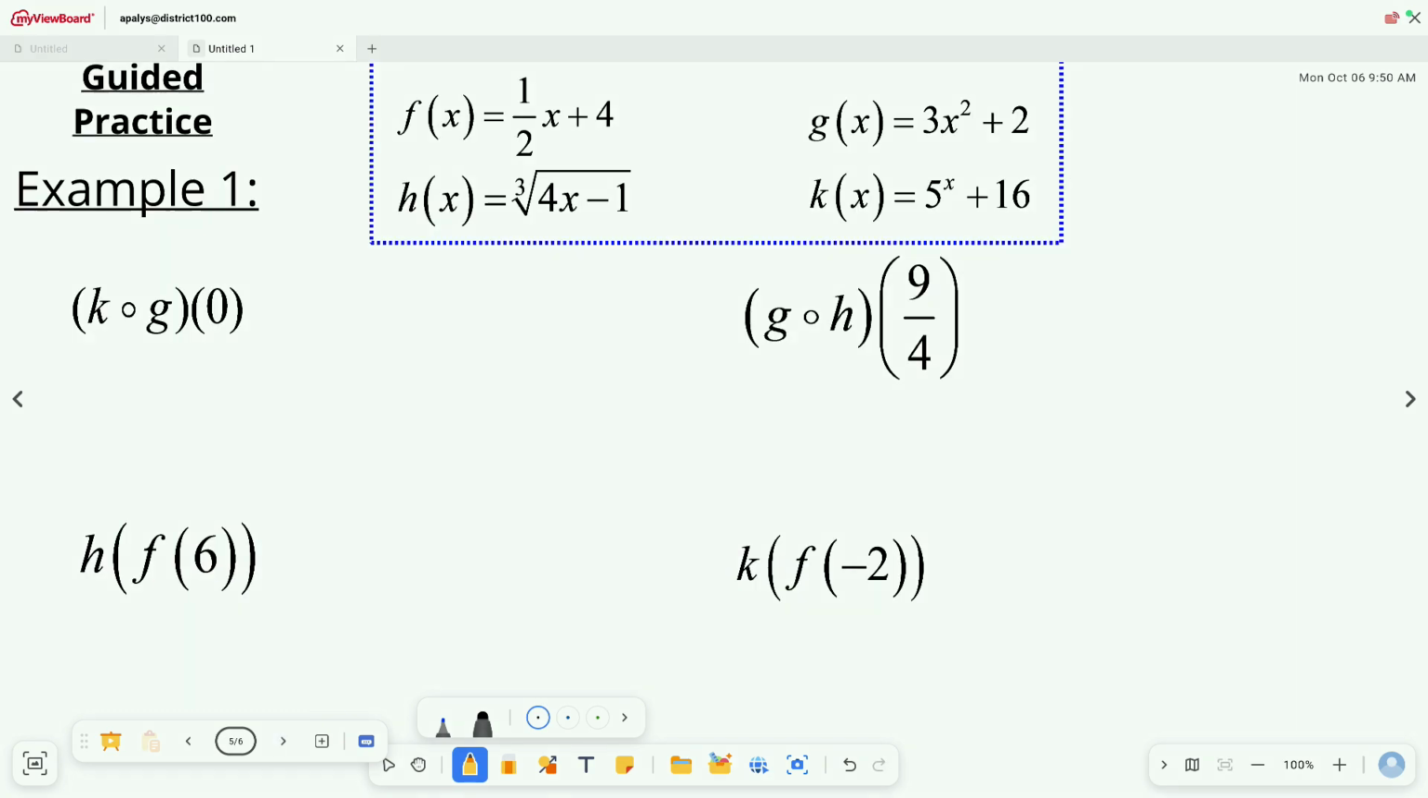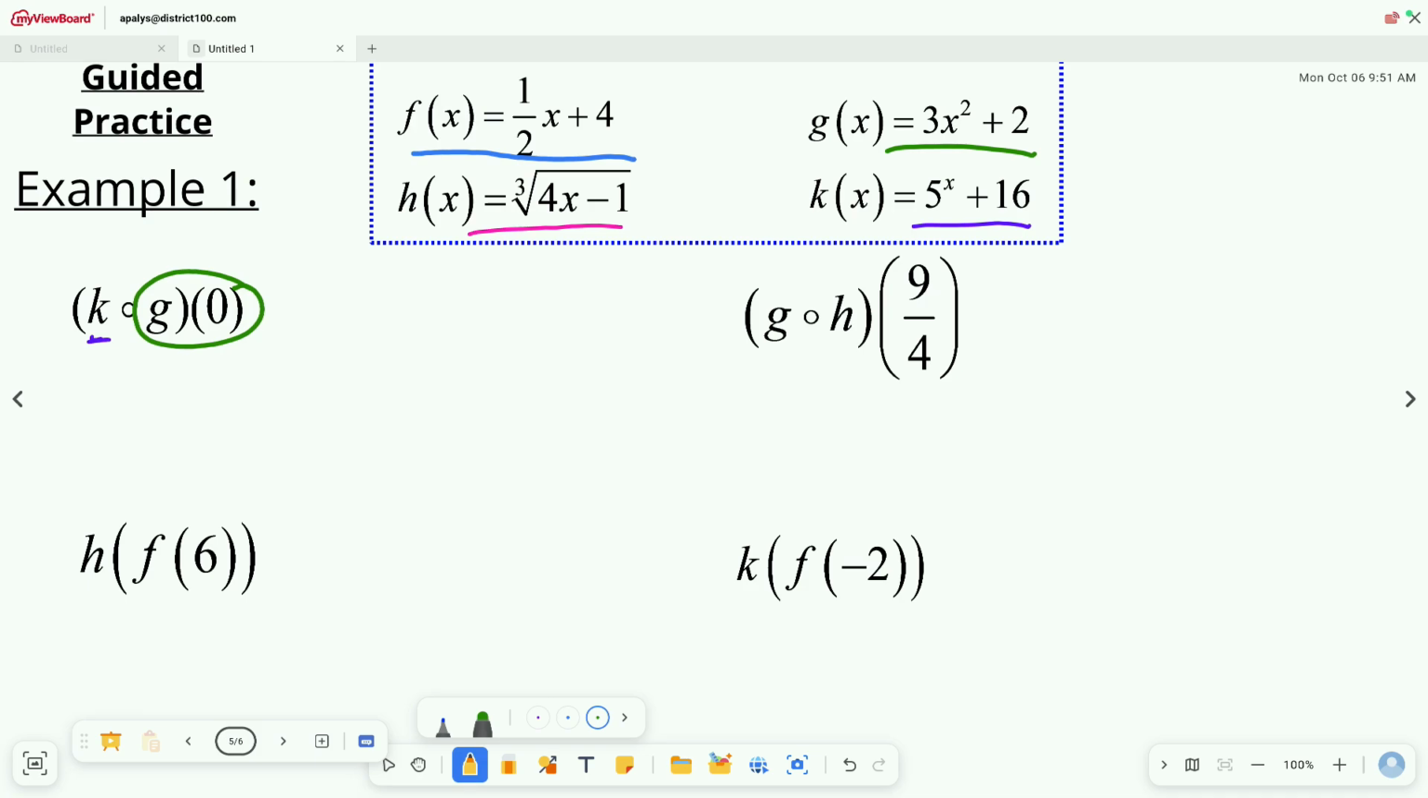Okay, let's start on these equations. We've got f, we've got g, we've got h, and k. So our first equation is finding the k of g of 0. Now, if you look on all of these problems, they're giving us a number in the parentheses. So they're giving us the number that we plug in for x. So our answers are going to be numbers here. The last ones, we had x's, so our answers had x's in them. This one, because our x has a number, we're going to have a number answer.